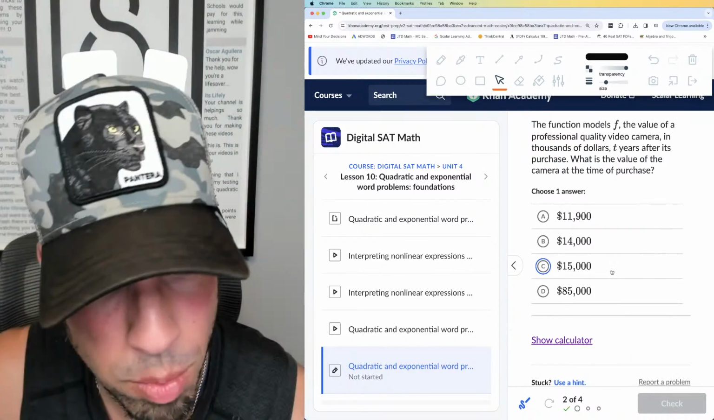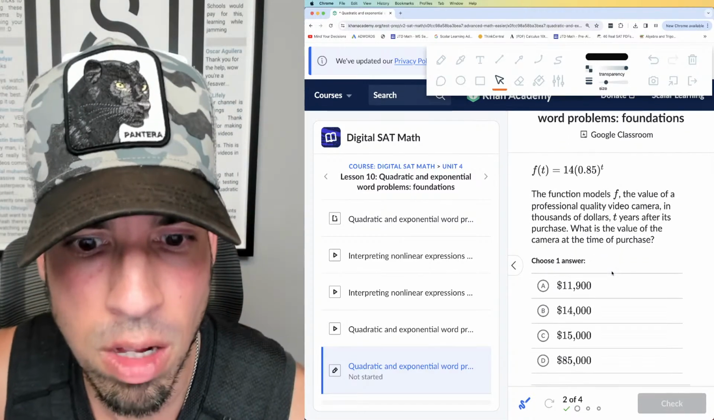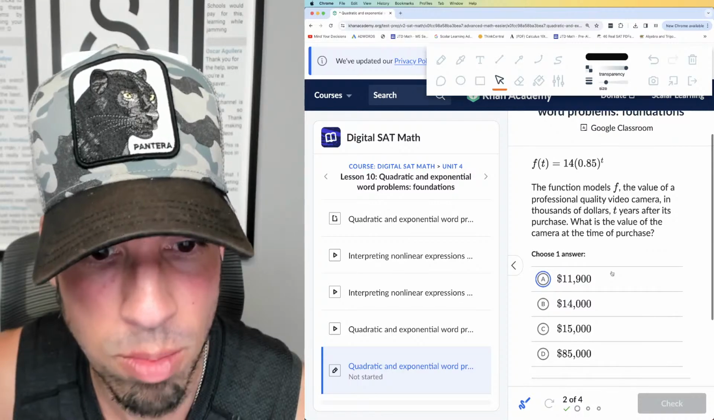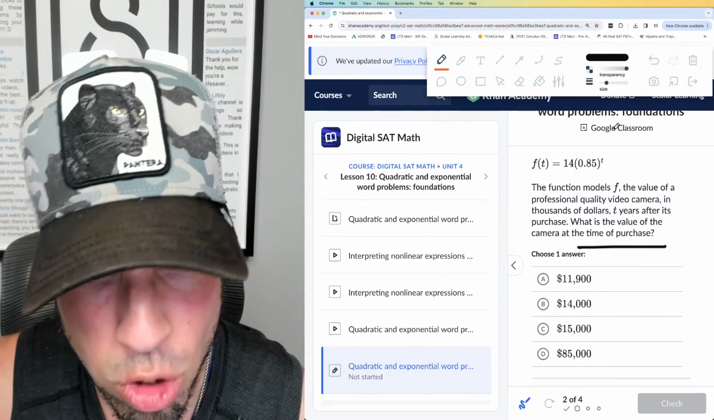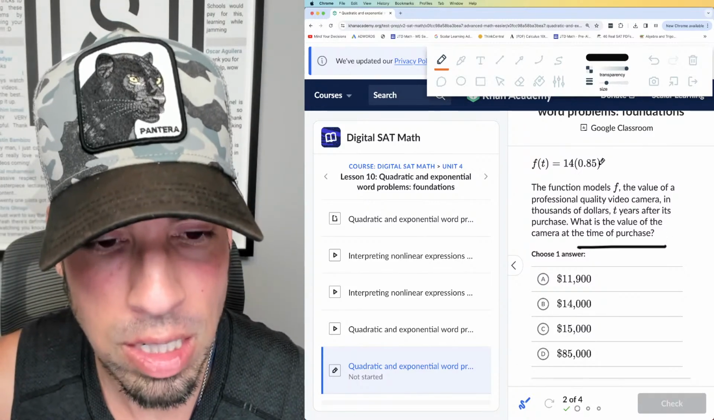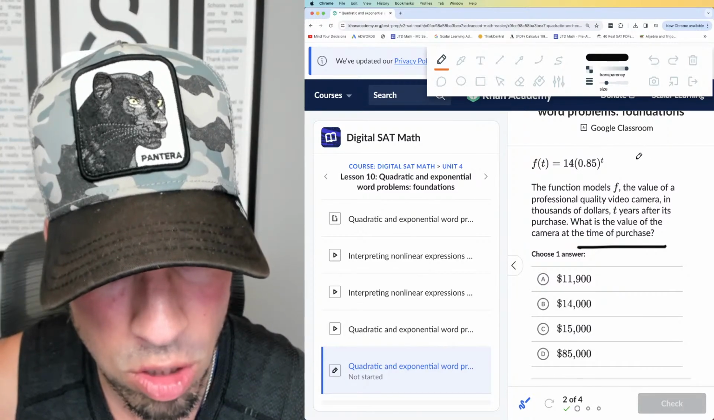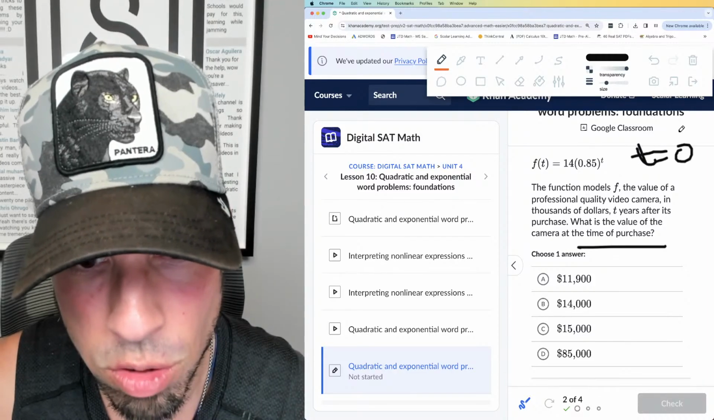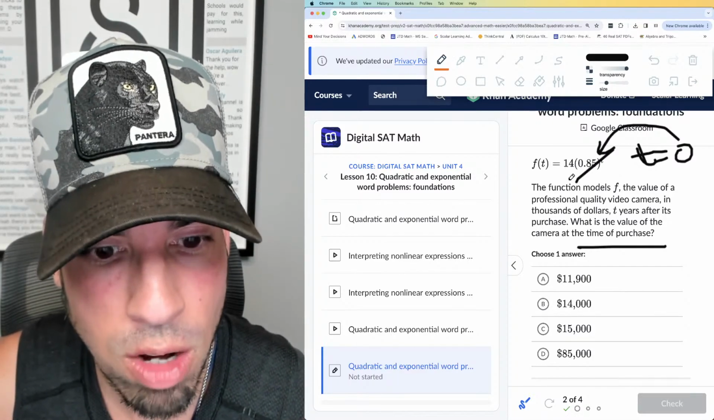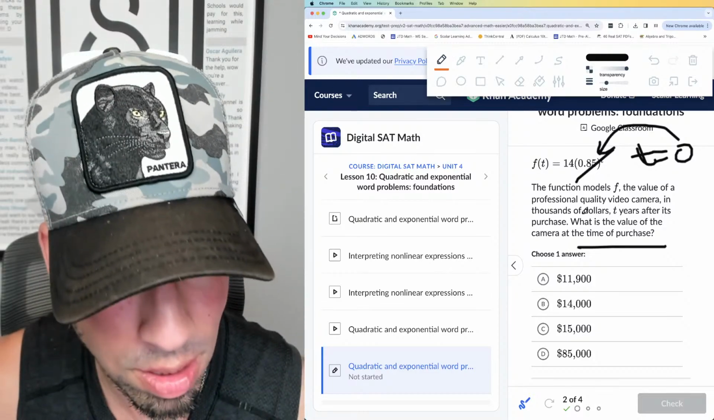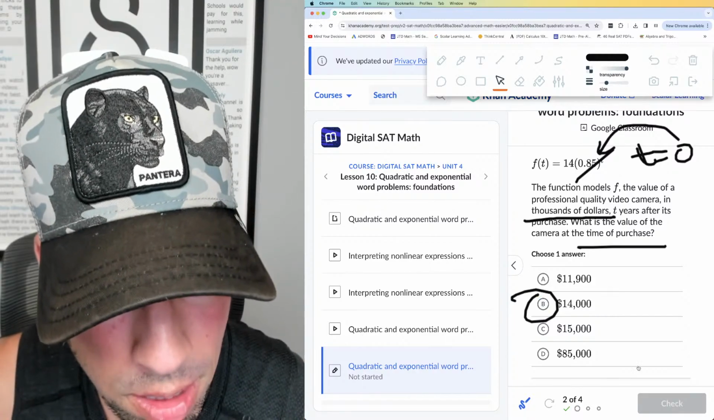All right, next. Here we go. The function models F, the value of a professional quality video camera in thousands of dollars, T years after its purchase. What is the value of the camera at the time of purchase? So we're talking about value of the camera at the time of purchase. We're talking about initial value. The easiest way to think about initial value is when the time variable, in this case, is equal to 0. So all you got to do is plug in 0 for t, and anything raised to the 0th power is 1, so that goes away. So we now know that it is 14. But remember, this is in thousands of dollars. So it's not just 14, it's 14,000, which means B is the winner.